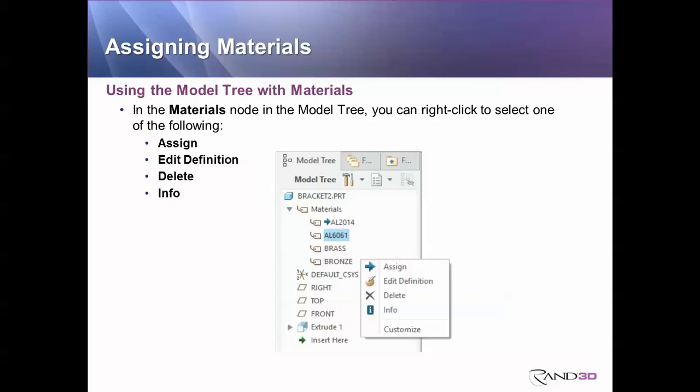You can use the model tree as well to assign material. So if you've got various materials, of course, they'll be identified through the model tree. There's a material section that will appear and can be expanded. The current material shows an arrow pointing towards its name. If you'd like to assign a different one, you would select it and hold down your right mouse button. There's an assign option that appears in the contextual menu, as well as edit definition, delete, and information if you'd like to launch a separate box showing information about that material.